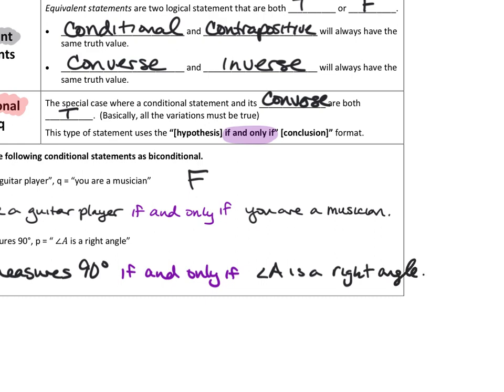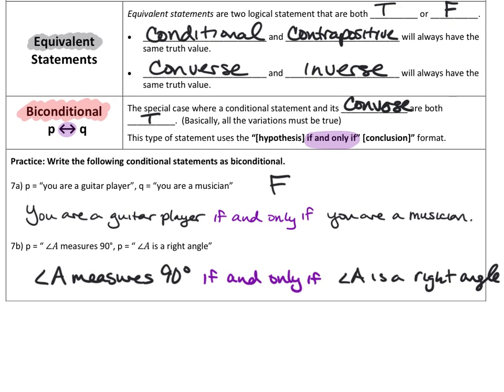Okay, let's talk about the validity of that biconditional statement. Angle A measures 90 if and only if angle A is a right angle. True or false? If it's 90 degrees, do we know for sure that it's a right angle? And if it's a right angle, do we know for sure it's 90 degrees? Yeah, that is a true biconditional statement. No matter what the hypothesis was, the conclusion is true, both directions.